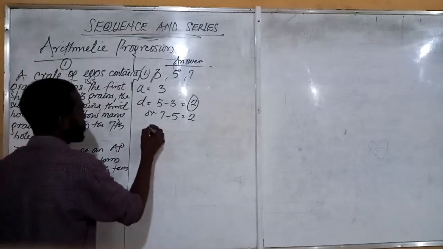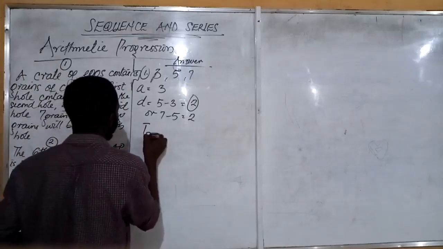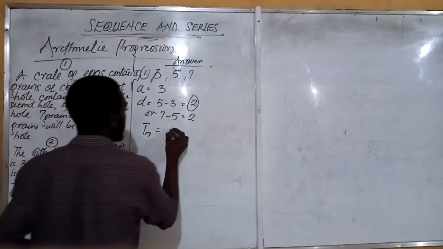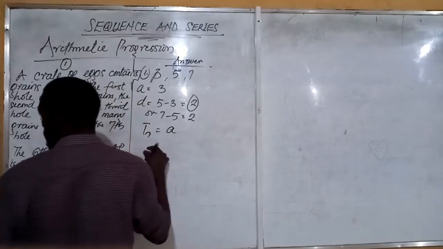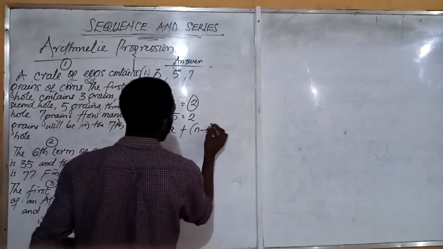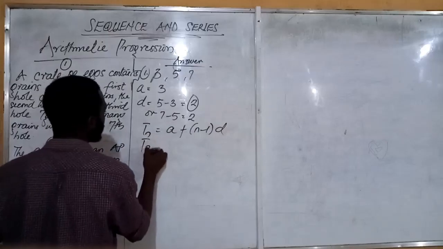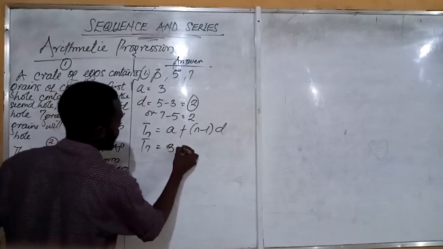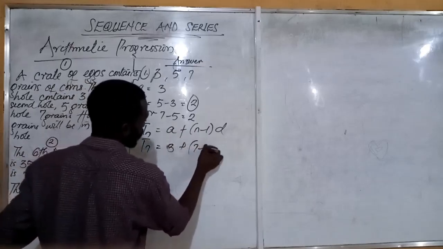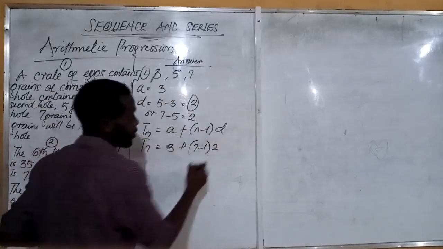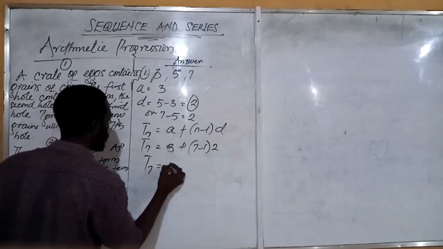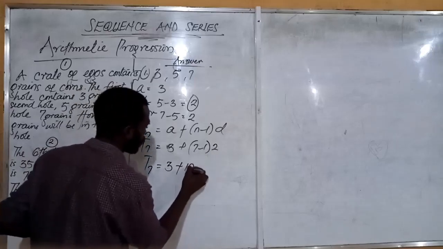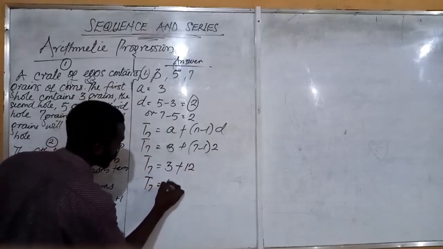Now, how do I find my 7th term? There are 2 ways. The first way is to say that T7 is going to be what? Remember that we generated the formula that Tn equals A plus n minus 1 times d. So it becomes T7 equals A, which in our case is 3, plus n, which is 7, minus 1, times d, which is 2 that we obtained. So T7 is going to be 3 plus 6 times 2, that is 12. So T7 is equal to 15.